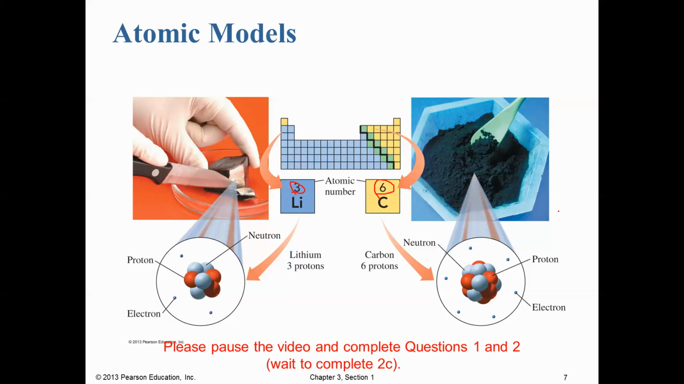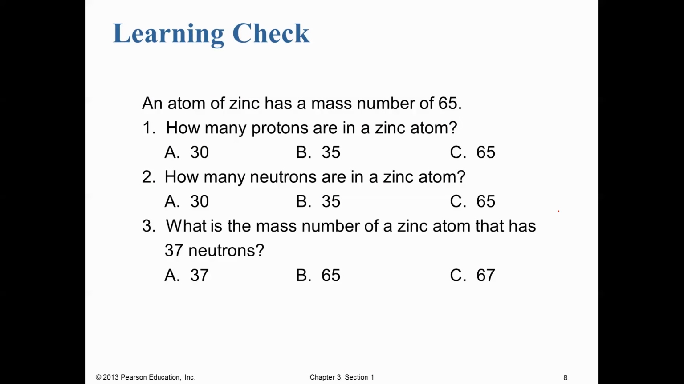Welcome back. Let's look at some examples. So if an atom of zinc has mass number of 65, how many protons in a zinc atom? Well, we'd have to whip out a periodic table, and we'll be using a lot of periodic tables this quarter. You'll actually be given periodic tables for all the exams and such. And so zinc is atomic number 30, meaning we have 30 protons in a zinc atom.